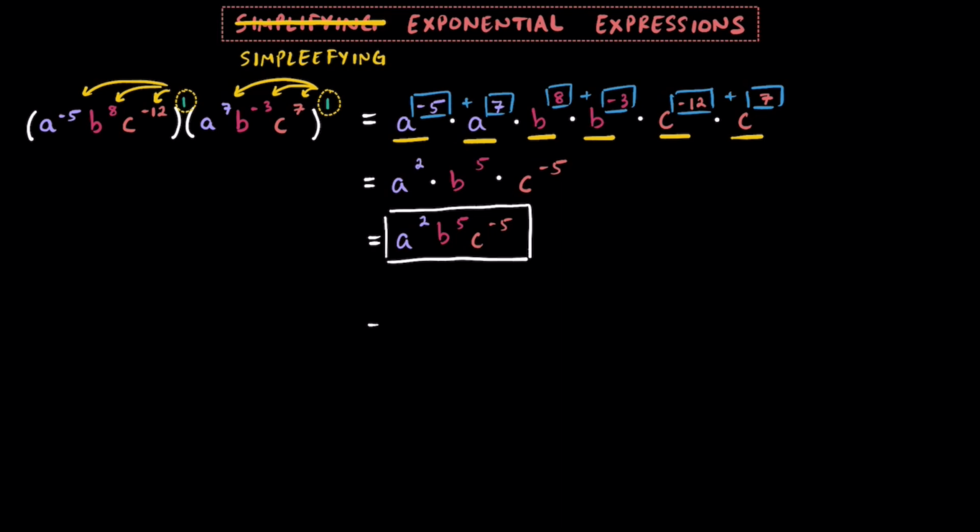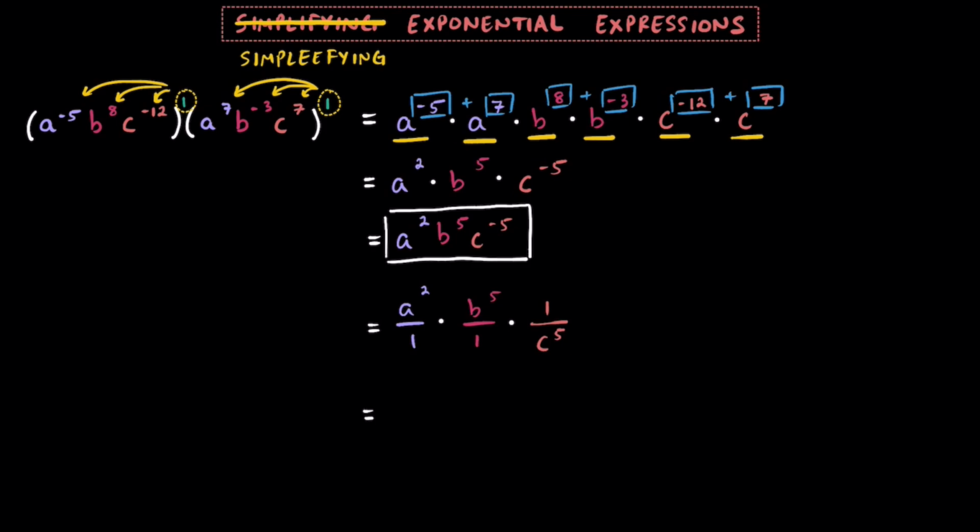And let's just say you did want to rewrite this expression using only positive exponents, then this one stays the same, this a to the 2nd power. This b to the 5th power is also going to stay the same, so we have b to the positive 5, that's going to be over 1. And the only one that's going to be moving to become a positive exponent is c to the negative 5th power. It's going to be 1 over c to the positive 5th power.